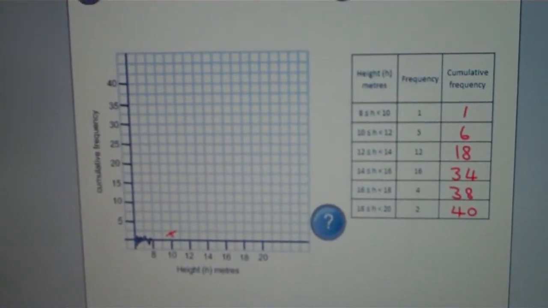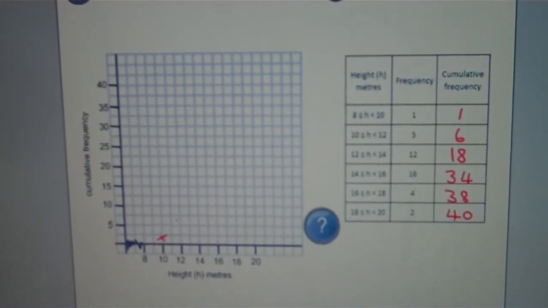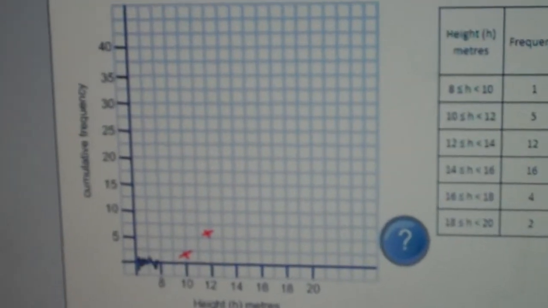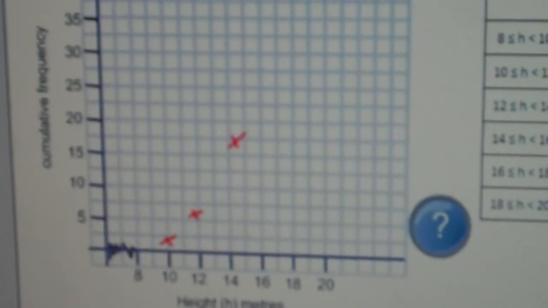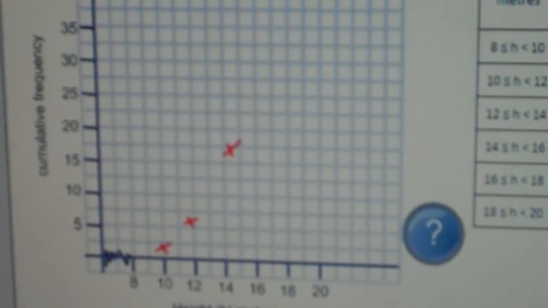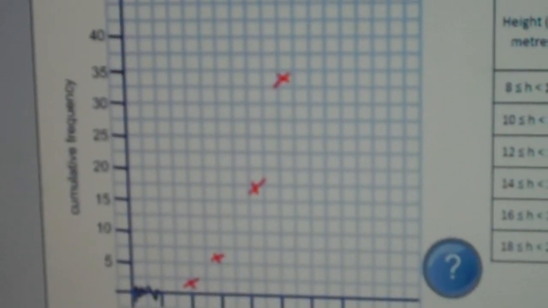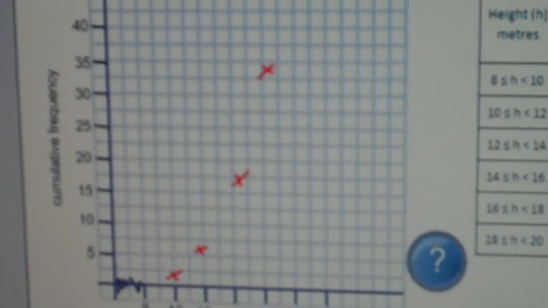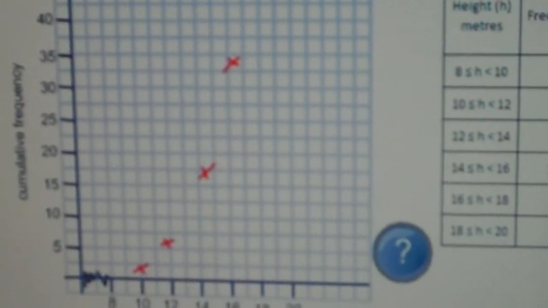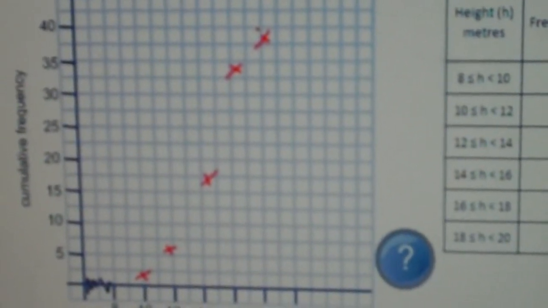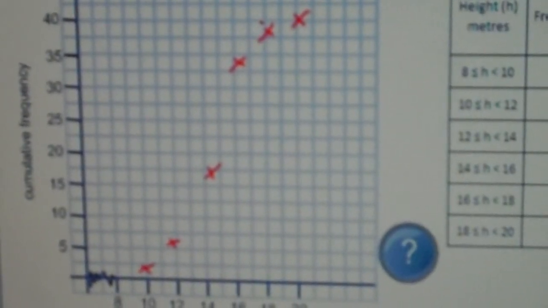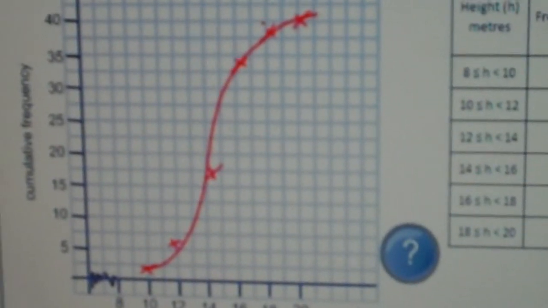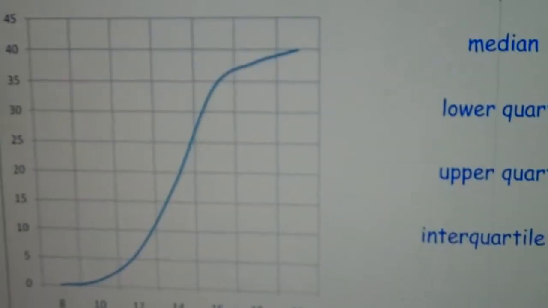So at 12, we'll come up to 6. At 14, we are coming up to 18. At 16, you are going to come up to 34. And at 18, up to 38. And at 20, up to the 40. And then as smoothly as you can, just draw your curve going through the points. Okay? So that's your cumulative frequency to start off.